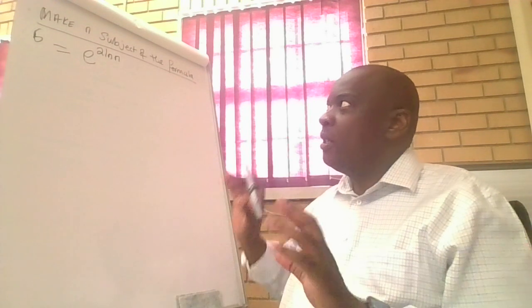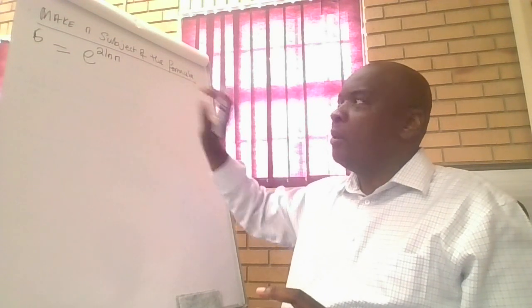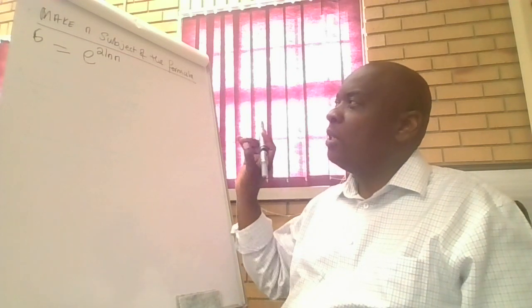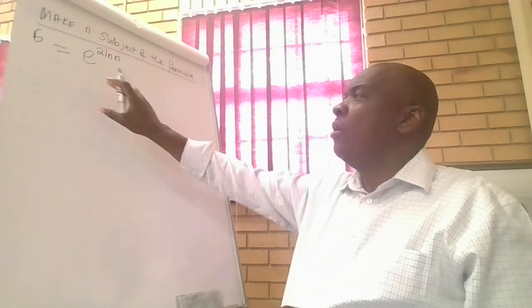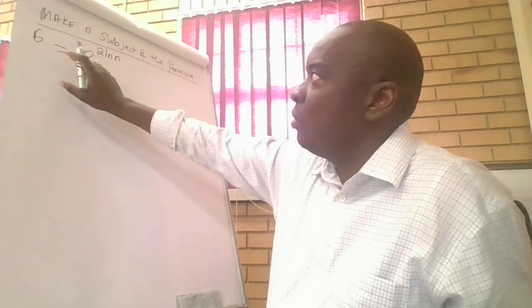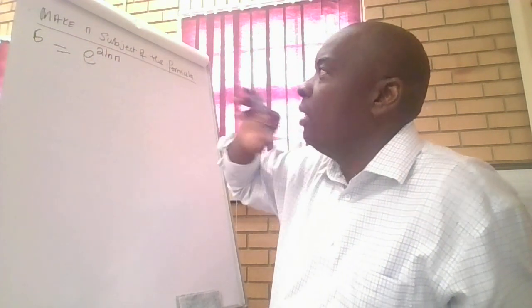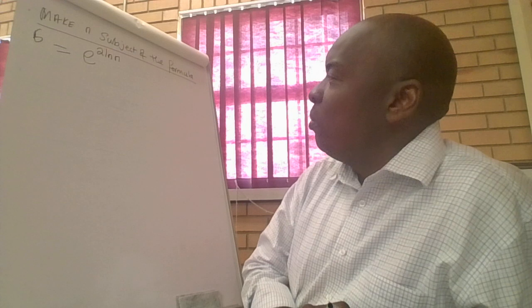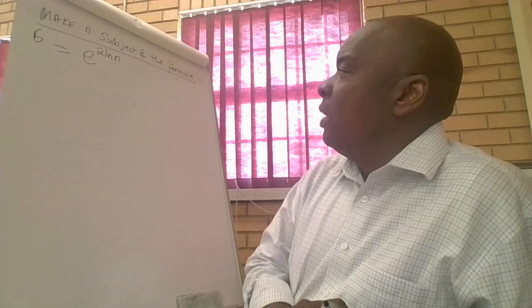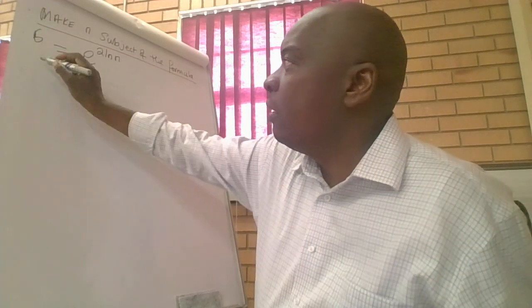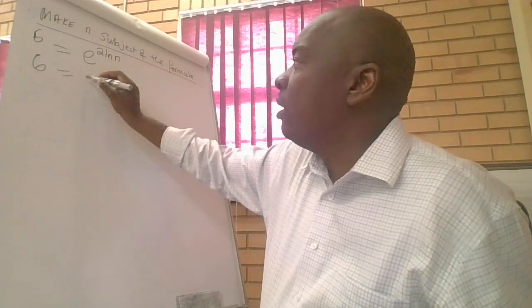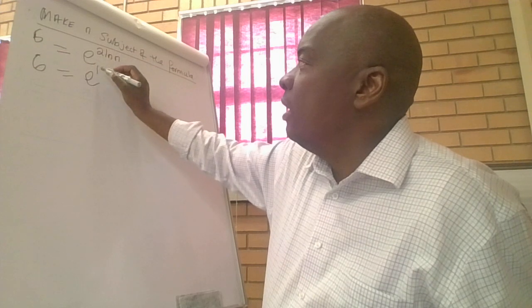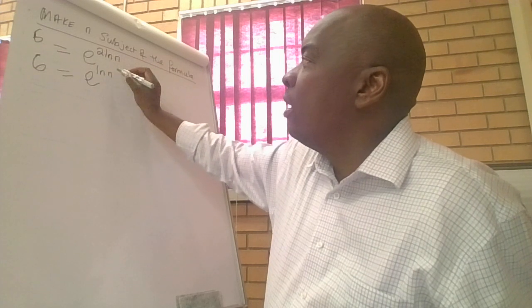So we want again to continue looking at making a particular letter subject of the formula. In this case, we want to make n subject of the formula on this function, which is given as 6 is equal to e to the power 2 ln n. When you look at this problem, on the right hand side we can express e to the power 2 ln n as e to the power ln n squared.